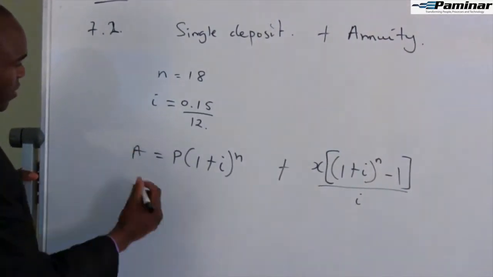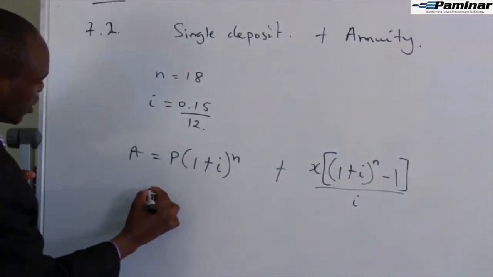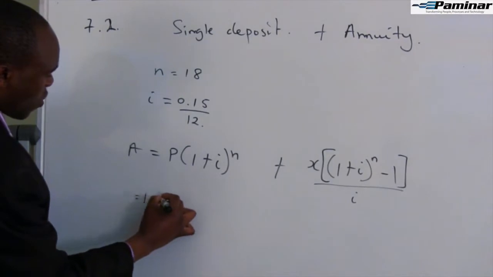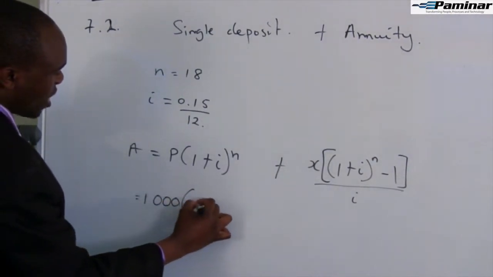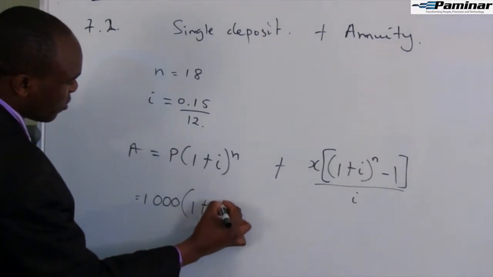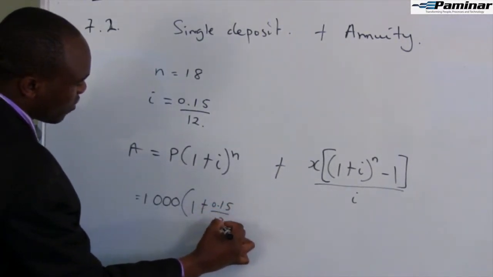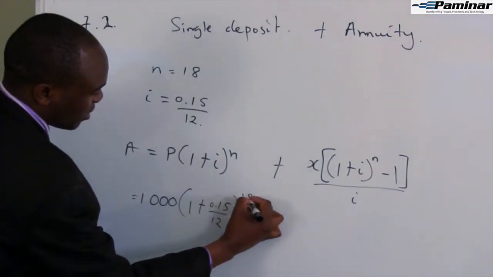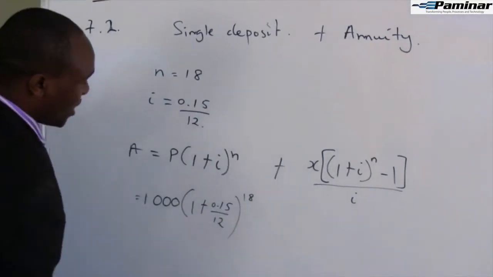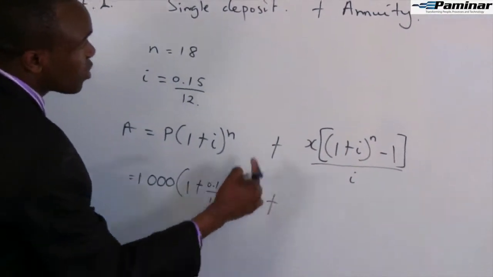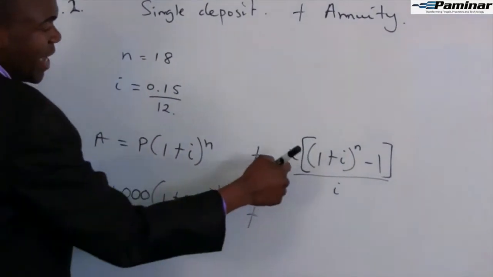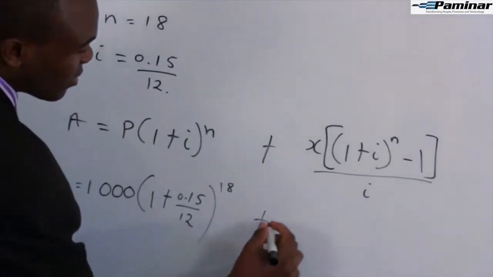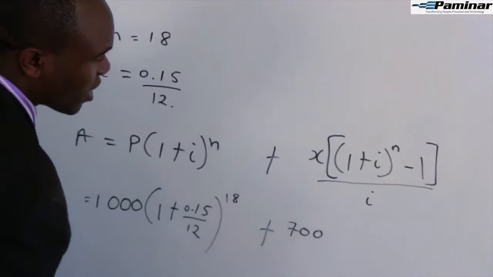Remember, we're looking for the future value. Now for this single deposit, our P, how much is it? 1,000 times (1 + 0.15 over 12), and our N is 18. Alright, that's it. And then we also incorporate the one for the annuity. X means the regular payment, or the amount of money that is being paid every time, which is our 700 that is paid at the end of every month.